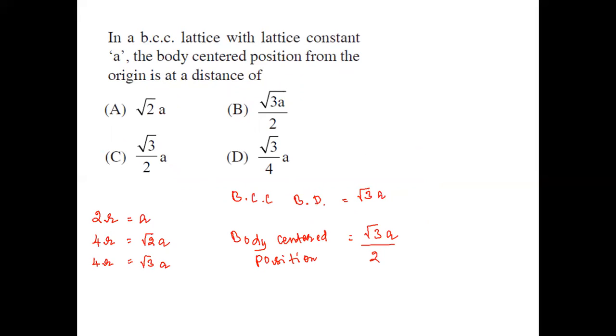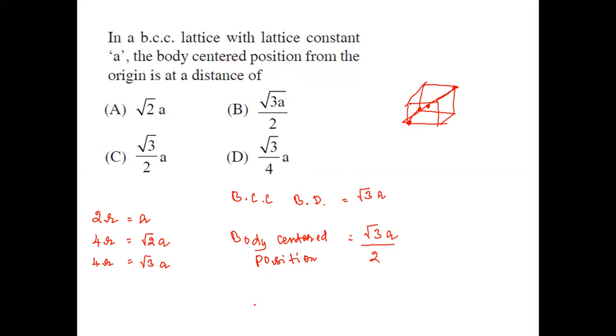In this problem, in a BCC lattice with lattice constant a, we need to find the distance of the body centered position from the origin. We have a cube here, and in it is the body centered position. We need to know the body centered position, which lies on the body diagonal. We must imagine the body diagonal, the line which joins these two corners. We need to find the center of this body diagonal.